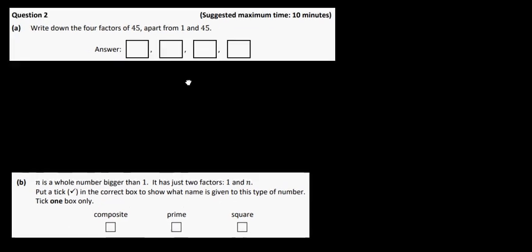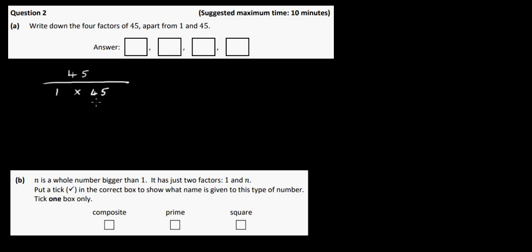Okay, let's have a look at question 2 then. We have, let's see, write down the 4 factors of 45 apart from 1 and 45. So usually the way I do these things is write down 45 and then I start writing down the factors starting at 1. So 1 times 45 will give me 45. So I now have two factors here.